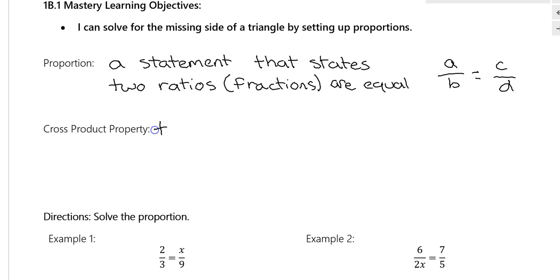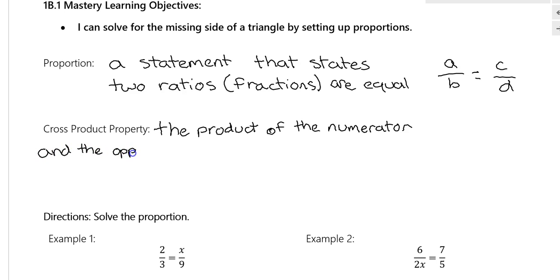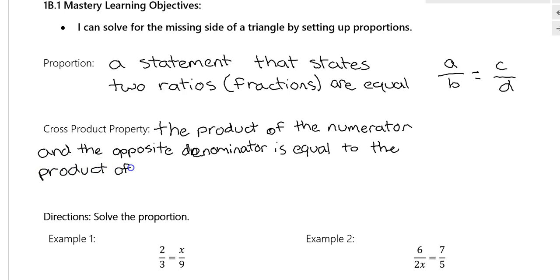And the cross product property states the product of the numerator and the opposite denominator, if I can spell, is equal to the product of the other numerator and denominator.